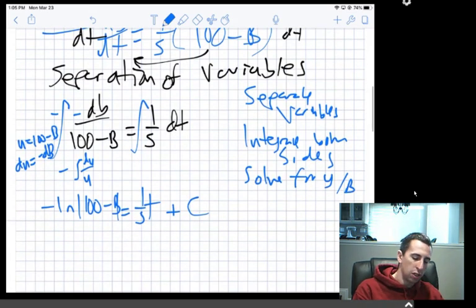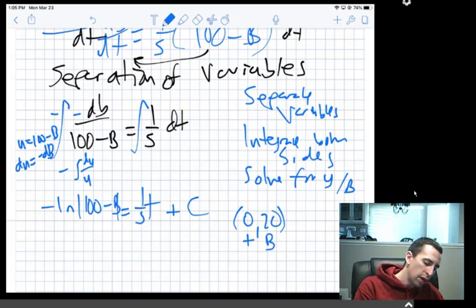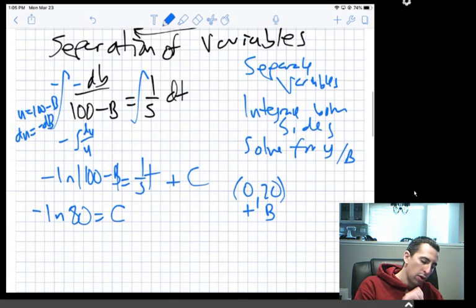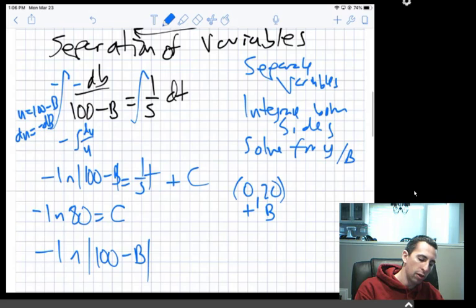The initial condition you had here was (0, 20), so that's your t and your b. So you get negative ln of 80 equals c. Okay, so that's your constant. So now when you have to solve this, there are a bunch of different steps: t over 5 minus the natural log of 80.